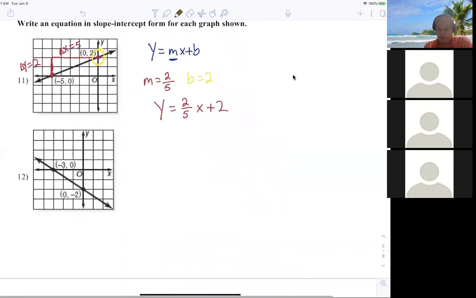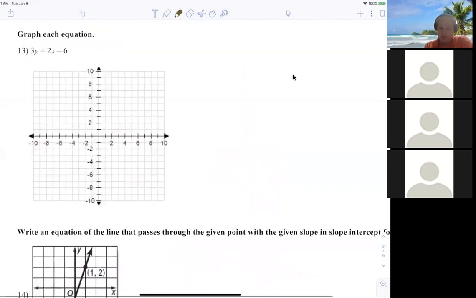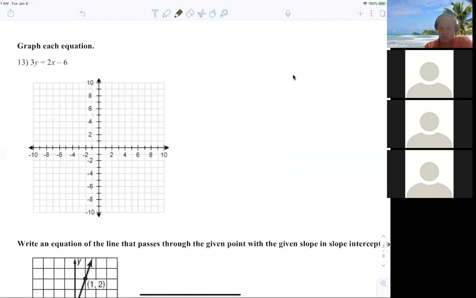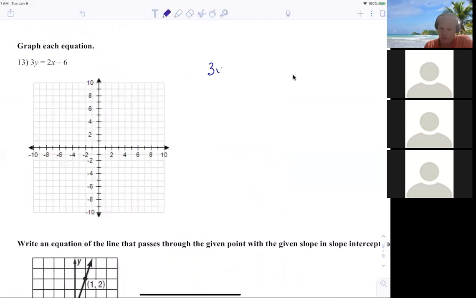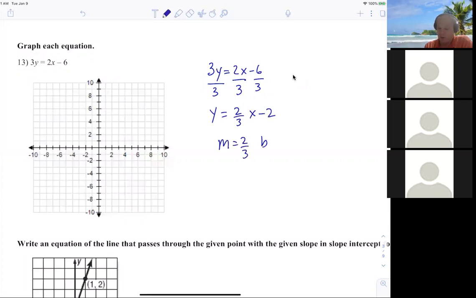Okay, so let's take a look now at 13. All right, super important. Everybody should know how to graph. So on this problem, we're going 3y equals 2x minus 6. If you recall, we got to put it in slope-intercept form, so we divide by 3. So now we say y equals 2/3 x minus 2. Just as a quick reminder, m equals 2/3. Your y-intercept is 0, -2.